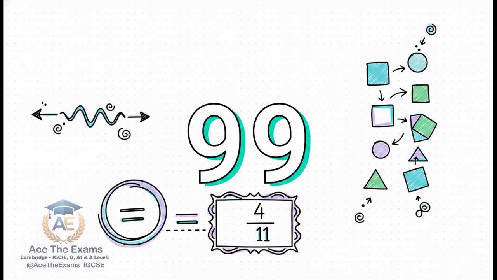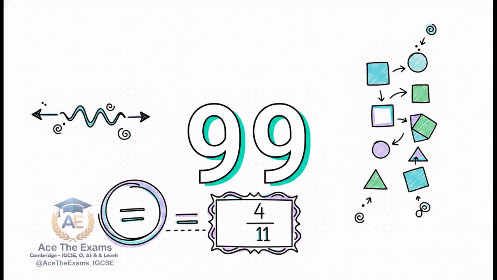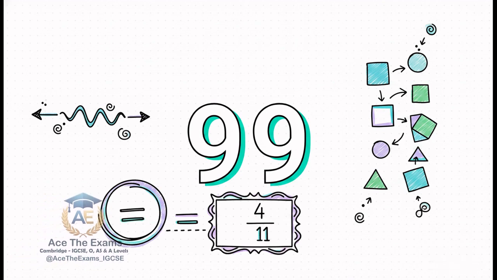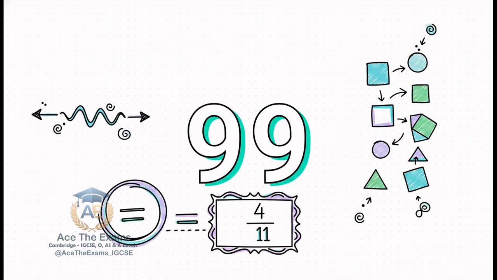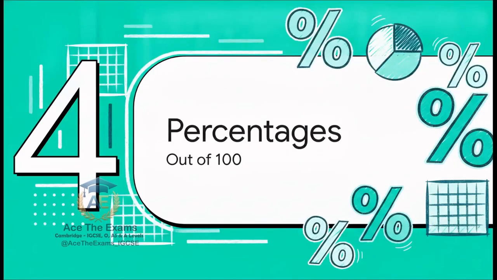Divide both sides by 99, and n equals 36 over 99. Simplify that by dividing by 9, and you get 4/11ths. We literally just captured infinity inside a neat little fraction. How cool is that? All right, we've made it to section 4, the power of percentages.